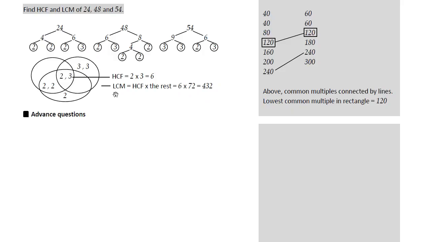We've basically got the LCM. Not basically, we have got the LCM. The LCM for 24, 48 and 54 is 432, and the HCF for 24, 48 and 54 is 6.